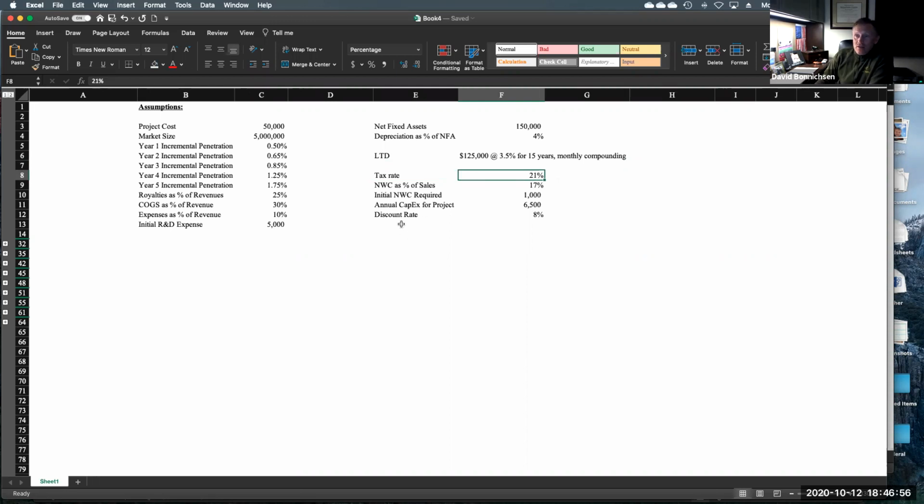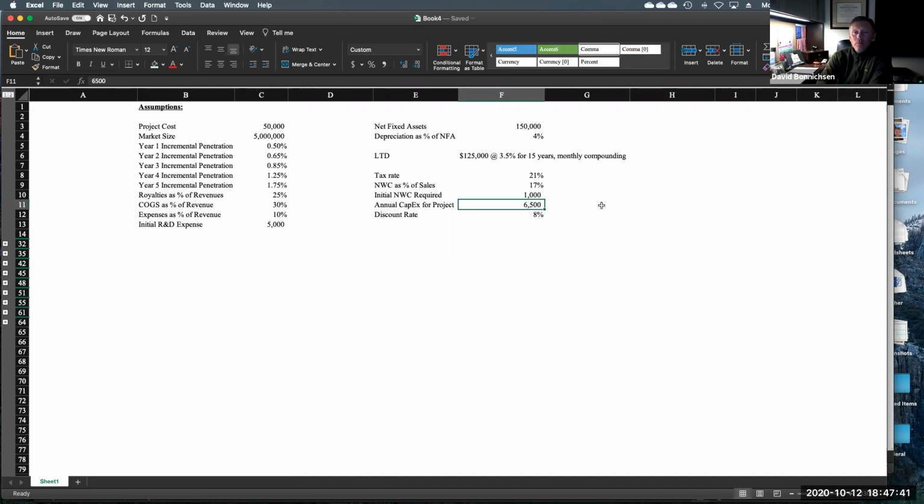You're going to be given a tax rate. You're going to be told what net working capital as a percentage of sales looks like. What is the initial net working capital required for the project? We've got to put money into the business to keep the day-to-day activities running. Is there any ongoing capital expense? Even though it costs $50,000 to implement, are there any ongoing capital expenditures the project is going to incur? That's cash, and we have to account for that cash outflow.